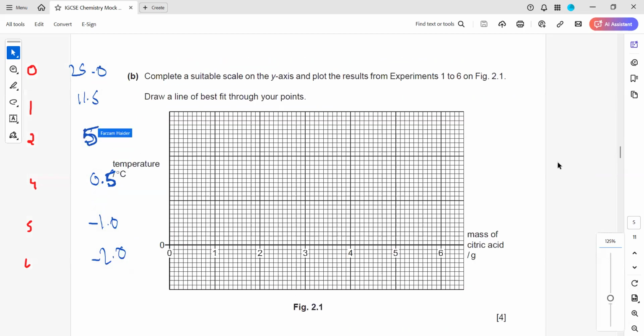Now we have the temperature scale first. Complete a suitable scale on the y-axis. Look at our maximum value, which is 25, and our minimum value, which is -2. So our graph should reach a maximum of 25. What suitable scale should I select? 10, 20, 30, and then minus 10 will be there. Good. Then plot the results.